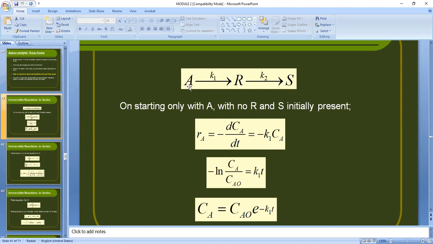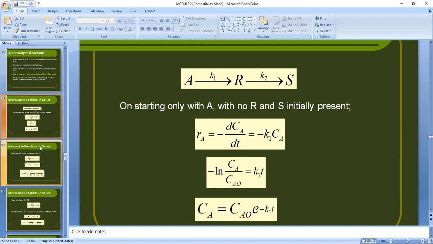A is being consumed in the first step, so this is the rate equation in terms of A, and this is the final working equation. After doing separation of variables, this is your formula to use in determining the remaining amount of A given the time. The problem will often give you the initial concentrations and the rate constant.